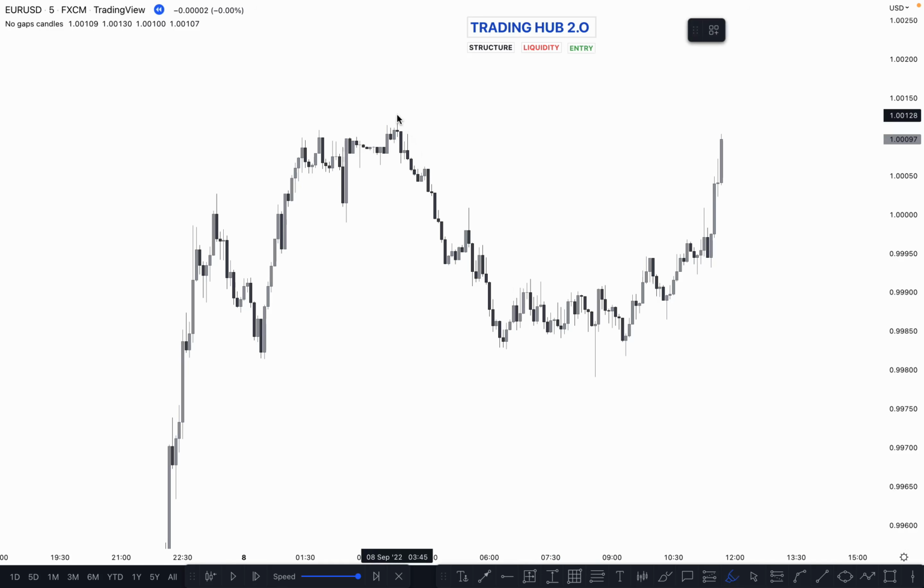This is our major structure here, and this is our minor low. Then what happened here? The market just swept this low, which is an indication that the market is looking for continuation. When the market sweeps the high or low, it gives a deeper pullback to the upside and downside, which is an indication of what you can also call sell side liquidity and buy side liquidity.